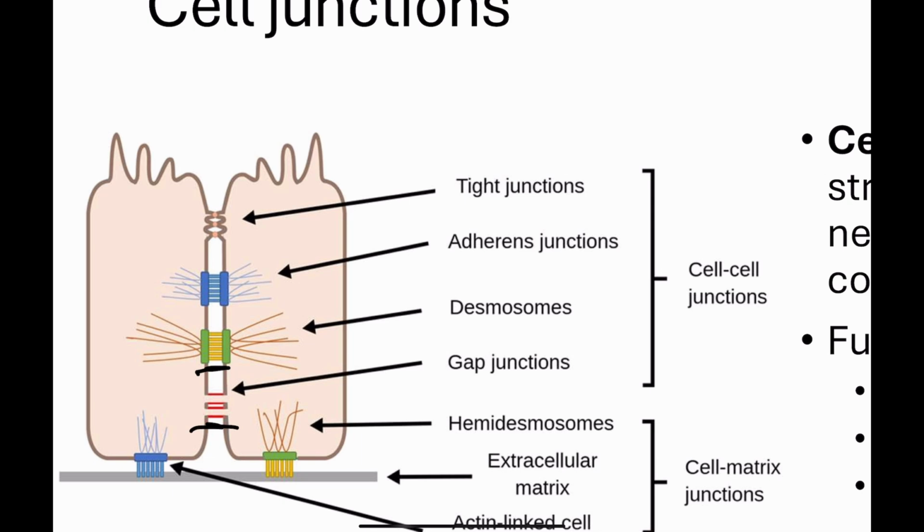And in our plant cells, we have something similar to a gap junction. It's called plasmodesmata. It's found in plant cells, and it's like perforations that allow cytosol to pass between our cells.